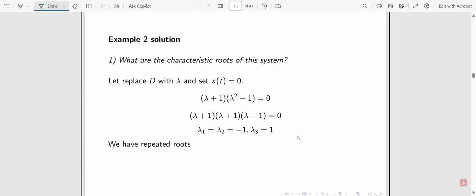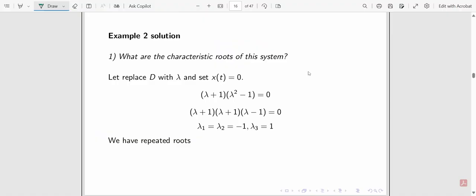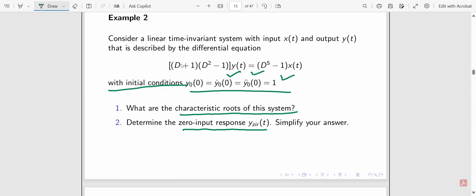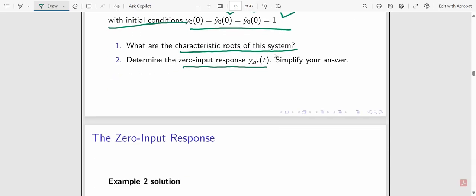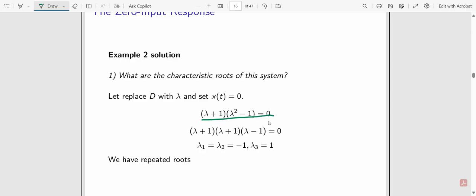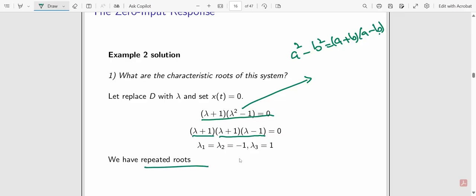So in order to determine the characteristic roots of this system, you just have to write this. Instead of D, write lambda here, write lambda square, and make it equal to 0, because zero input is nothing. So this is the equation that we get. Then we solve this part by the mathematical formula, that is a square minus b square, that is equal to a plus b and a minus b. So we can write in this way. So from here we find the repeated roots.